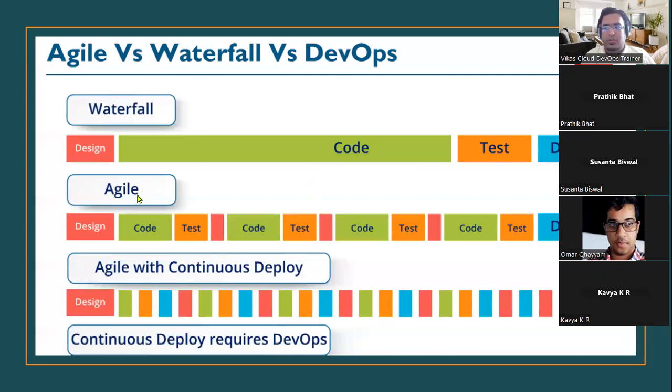Four years back, a new model came that is called Agile. If 6 months of time has been provided, the 6 months is divided into sprints. In the sprint, what will happen? It will be of 2 weeks duration. In the 2 weeks, first comes designing. Let's take time to finalize the design. So 2 weeks of time for the designing.